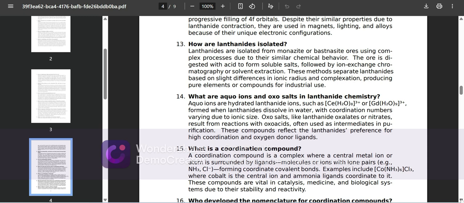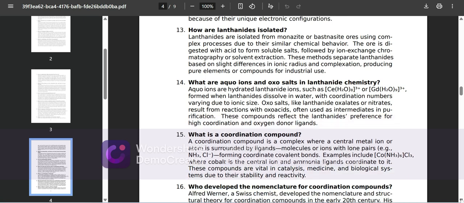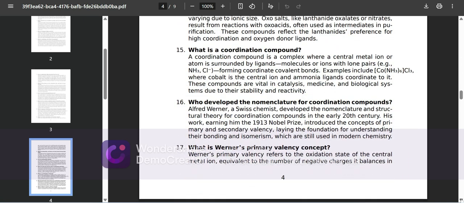Oxo salts like lanthanide oxalates or nitrates result from reactions with oxo acids and are often used as intermediates in purification. These compounds reflect the lanthanides' preference for high coordination and oxygen donor ligands.